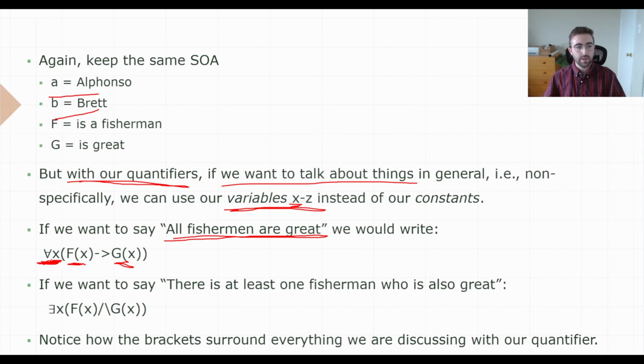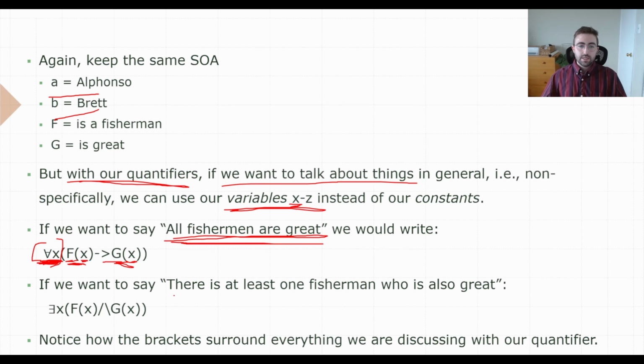So in this case, we have to put our all quantifier, our universal quantifier, over here. And then everything after it goes in brackets, right? Because it's talking about all fishermen having to be great if they're fishermen. So the claim here is, we have this little x, could mean anyone. And we're saying if it's a fisherman, then it's got to be great. That same x has to be great. Right? So that's how you would translate something like all fishermen are great.